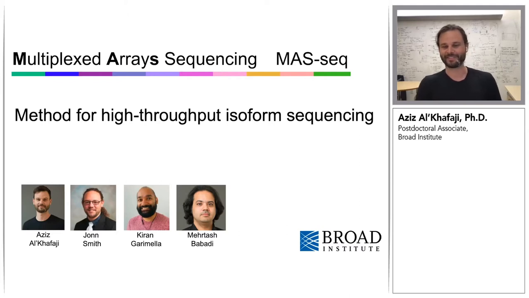My name is Aziz Al-Kafaji, and I'm a postdoc at the Broad Institute, co-advised by Neera Cohen and Paul Blaney. Today, I'm excited to present on a method that I and computational partners, John Smith, Kieran Garmelia, and Maritash Babadi have developed over the past 2 years for high-throughput RNA isoform sequencing. And it's titled Multiplex Array Sequencing, or MAS-seq.